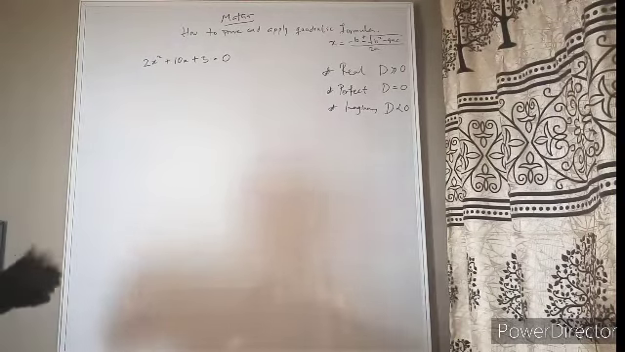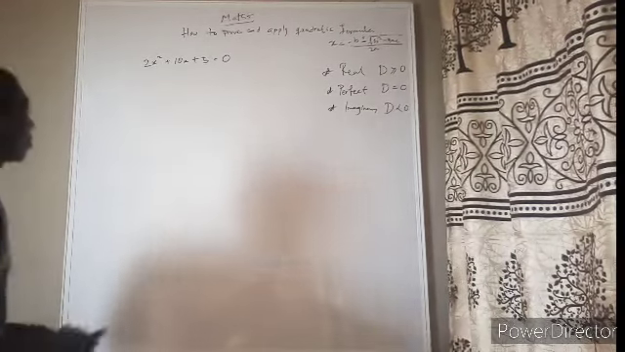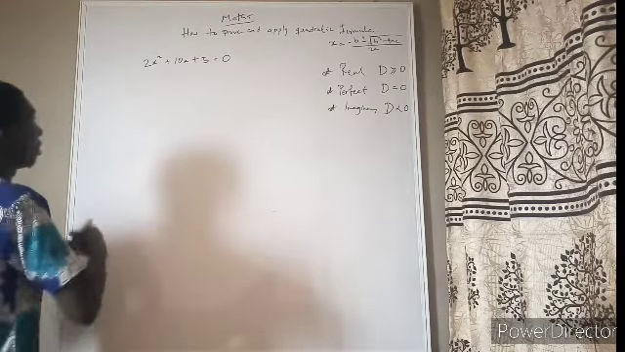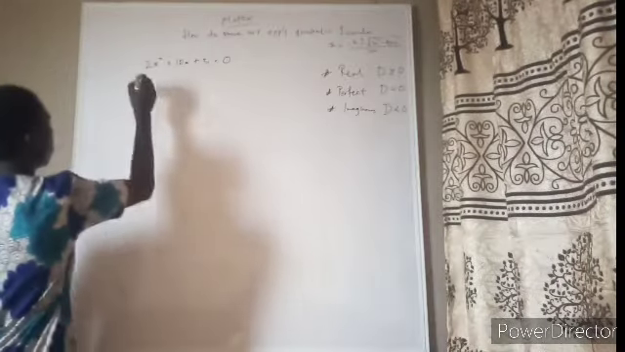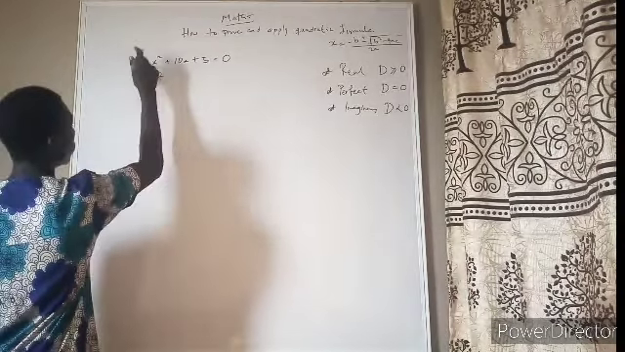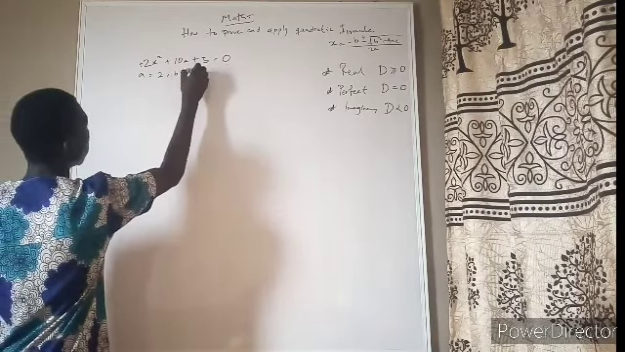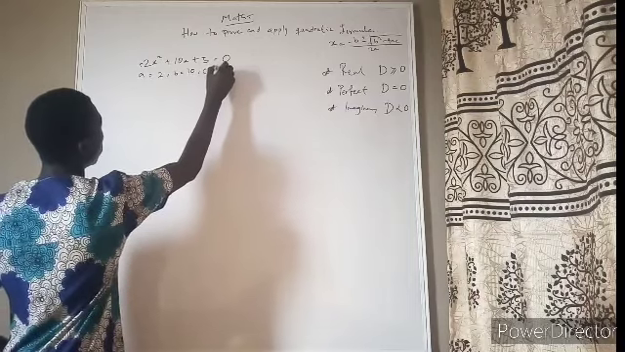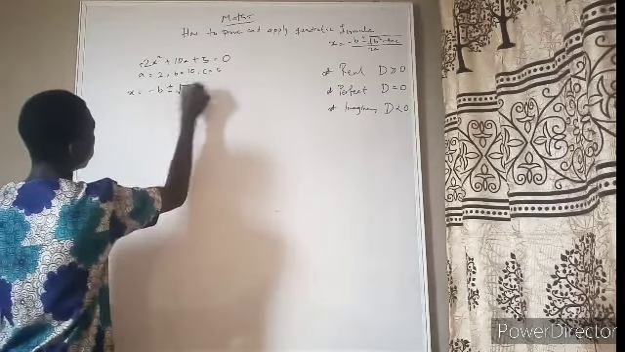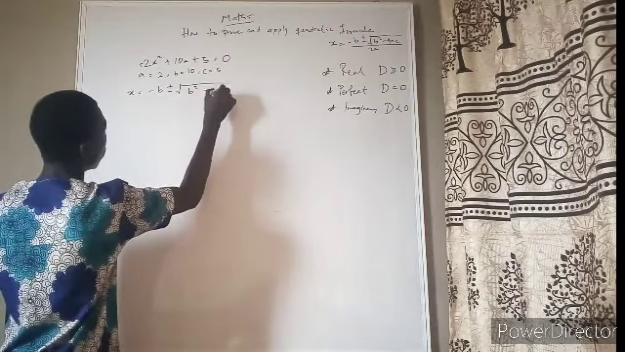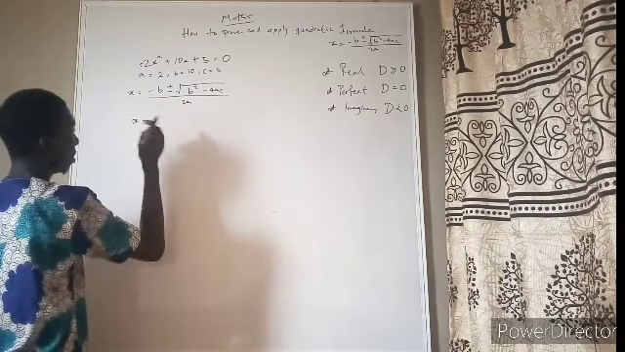Given a question like this to solve using the formula method, the first thing you do is fix your a, b, and c. Your a is the coefficient of x squared, your b is the coefficient of x, and your c is your constant. So my a equals 2, my b equals 10, and my c equals 5. Now what's the formula? x equals minus b plus or minus root b squared minus 4ac all over 2a.